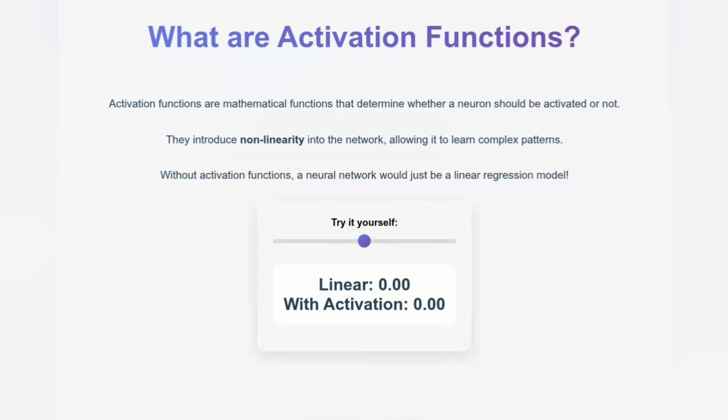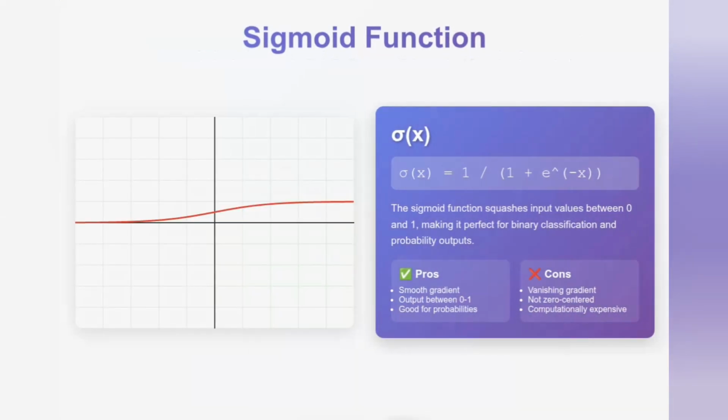Let's start with one of the older, but still relevant players, the sigmoid function, represented by sigma of x equals 1 divided by 1 plus e to the minus x. It's an S-shaped curve that squashes any input value into a range between 0 and 1. This makes it incredibly useful for tasks where you need a probability as an output, like in binary classification problems.